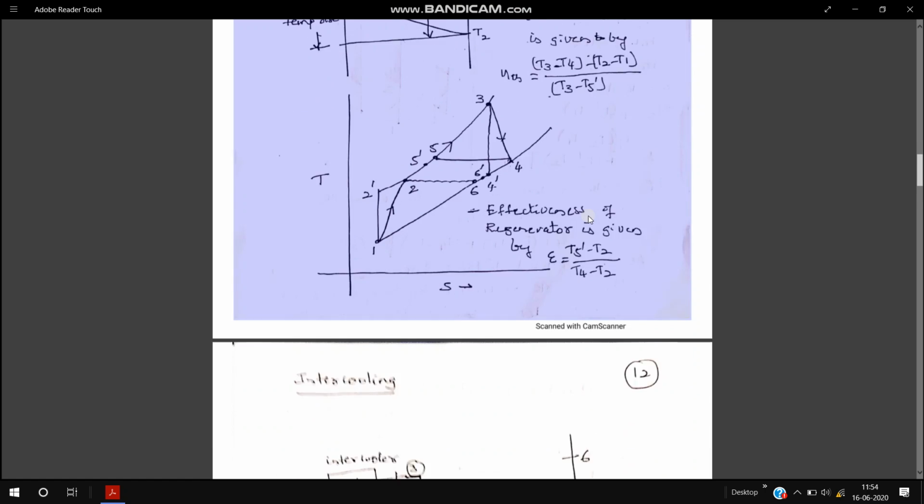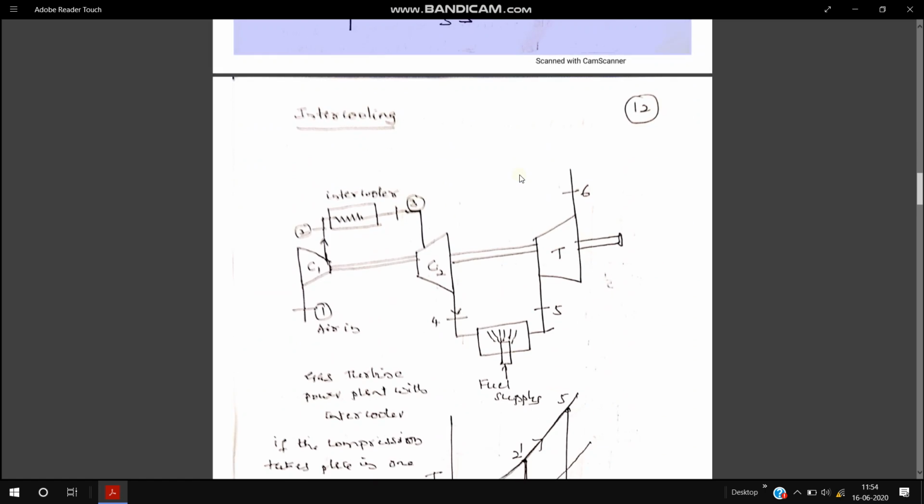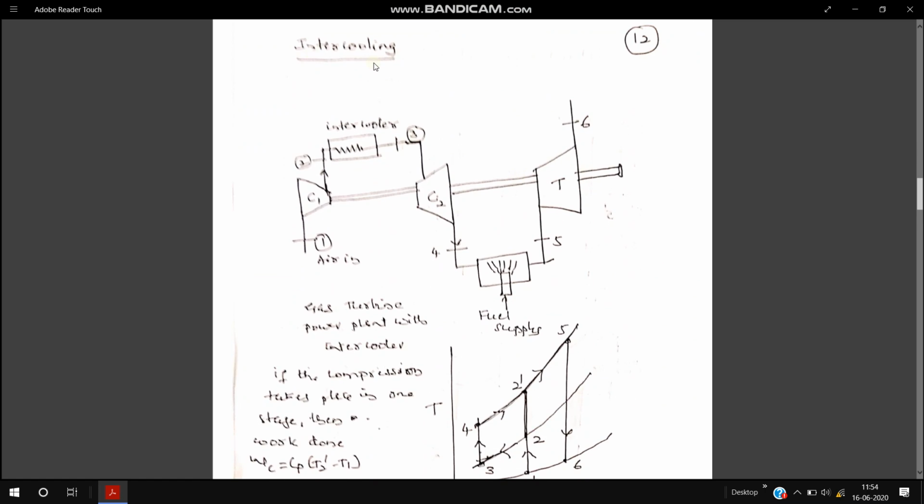Now we'll go to the next method of improving the efficiency of a gas turbine power plant, which is intercooling. So what is intercooling? Instead of compressing the air in one stage, the air is compressed in two stages with intercooling between the two stages.